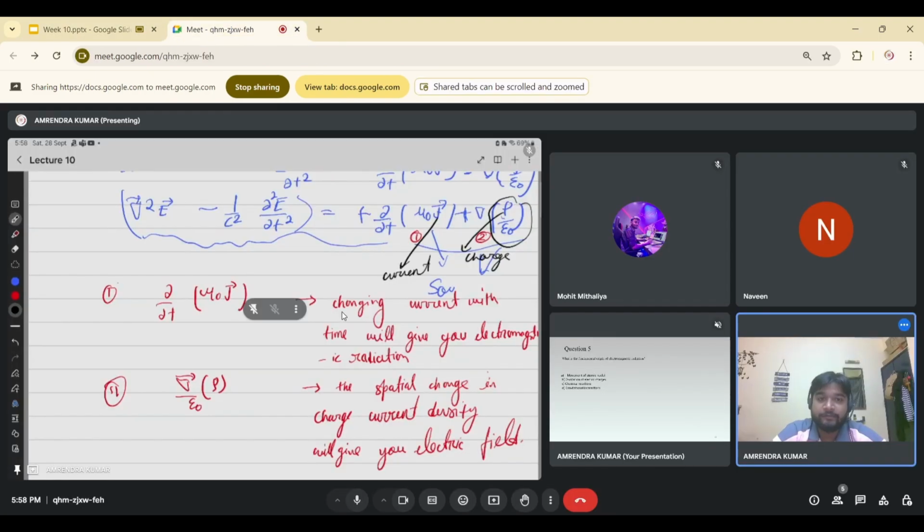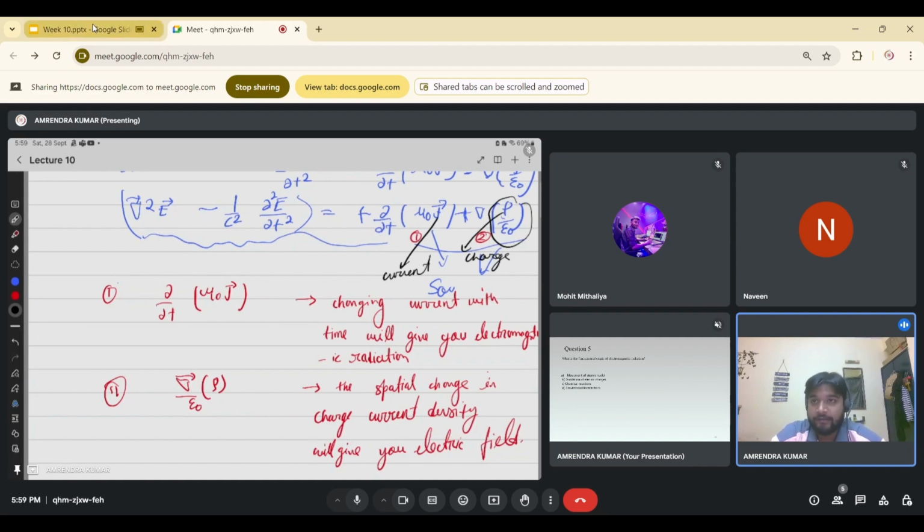The oscillating electric charges, that means it's going up and down, up and down. So for any given area, the flux is changing, right? So this change will give you the electromagnetic radiation, because del dot E equals rho over epsilon naught for a given volume will change with the time and with the space, and this will give you the electromagnetic radiation.